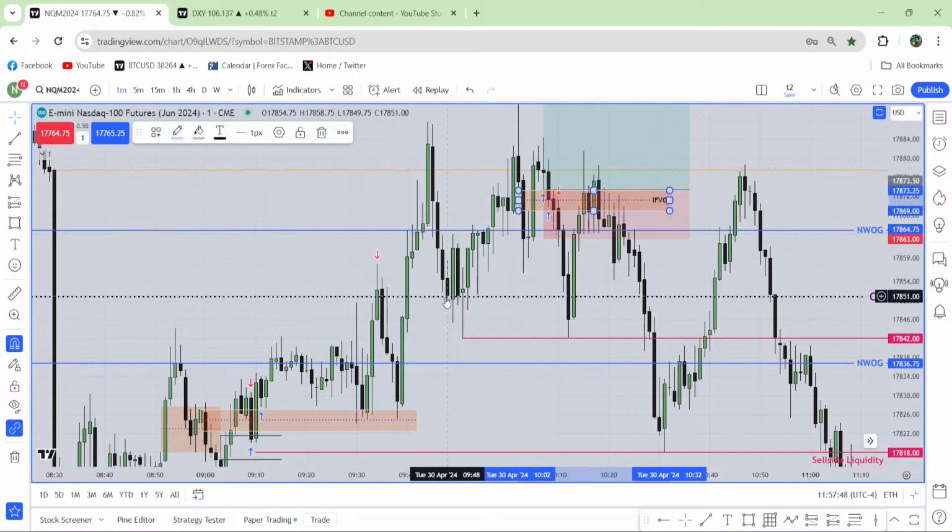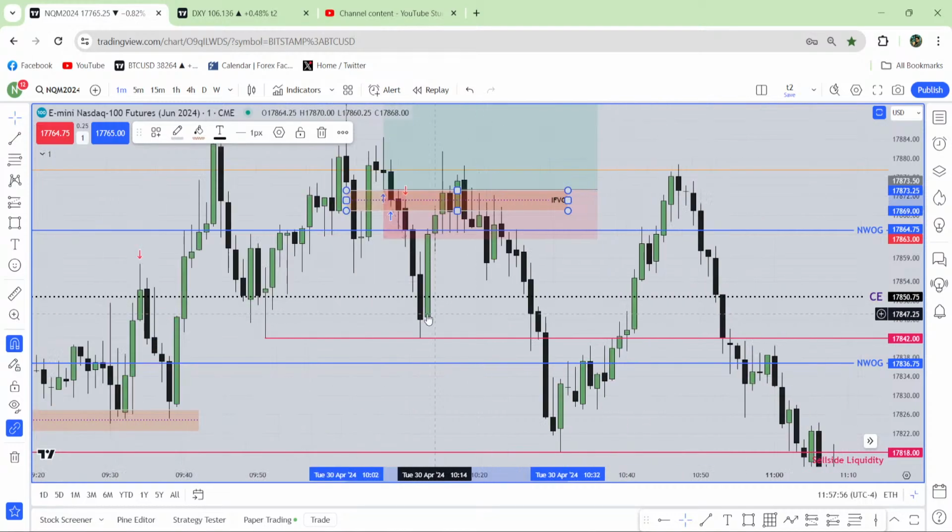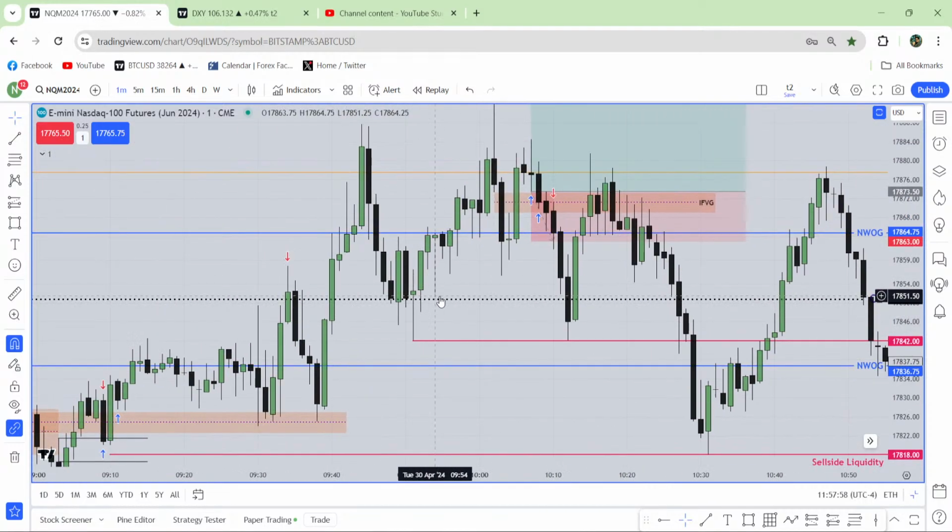Why did price come to the consequent encroachment, tick by tick? Just look over here. How beautifully the body closed to the consequent encroachment. But brother, there is a body below the consequent encroachment. Man, this is the open, not the close. Look at the close, body close. Where did the body close? At the consequent encroachment. Tick by tick. Went higher, right? Come back again.